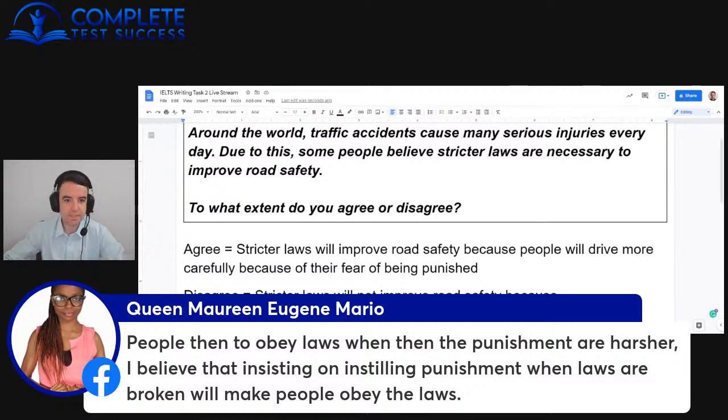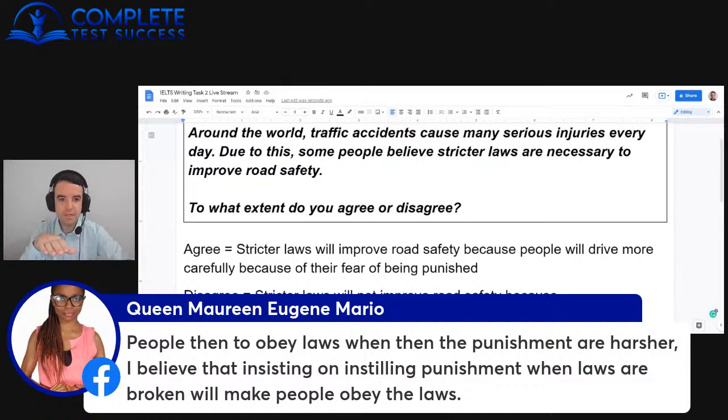So that concept is already in the question. The question says, some people believe stricter laws are necessary to improve road safety. So that's the concept, so you cannot use that. You cannot reword that as a main idea. It has to be a reason why that happens.